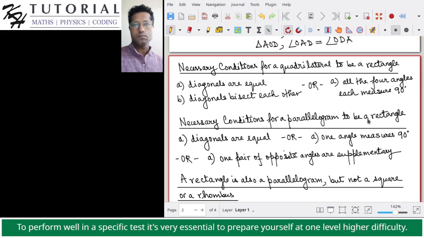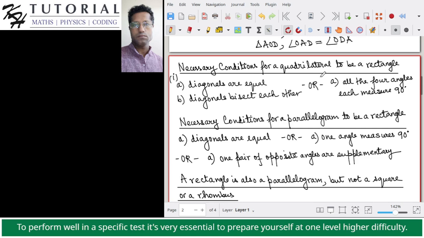The first possibility has two mandatory conditions. In a quadrilateral, if the diagonals are equal and also the diagonals bisect each other, then it has to be a rectangle. So in a quadrilateral, if both A and B are true, that is diagonals are equal and also the diagonals bisect each other, then it will be a rectangle.